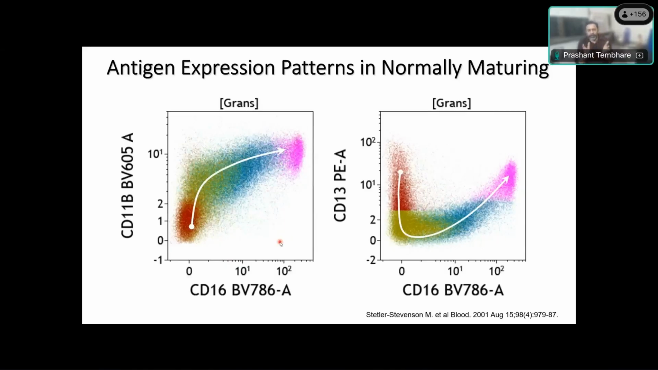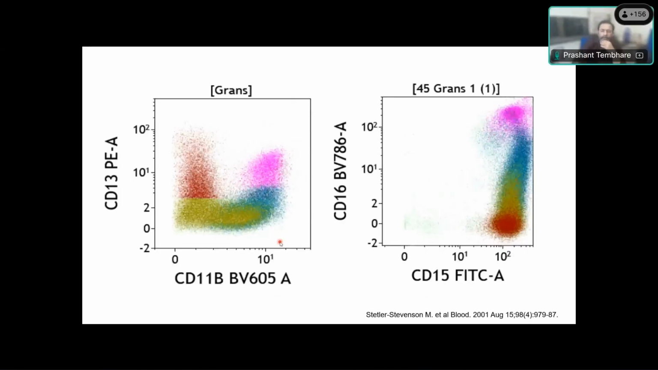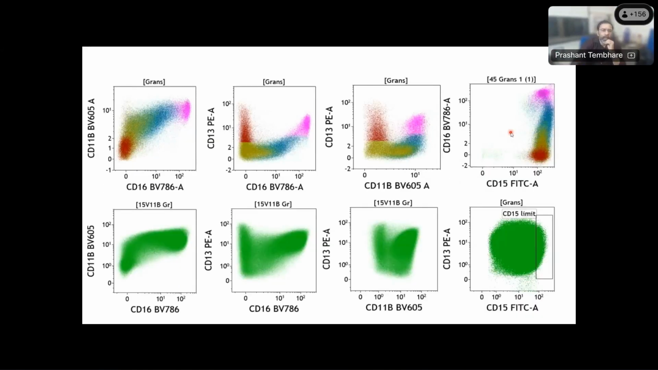The study of this is called the study of maturation pattern, because this is a typical pattern. The same way, if you combine CD11b and CD13, you get this type of maturation pattern. So these are the normal maturation patterns.